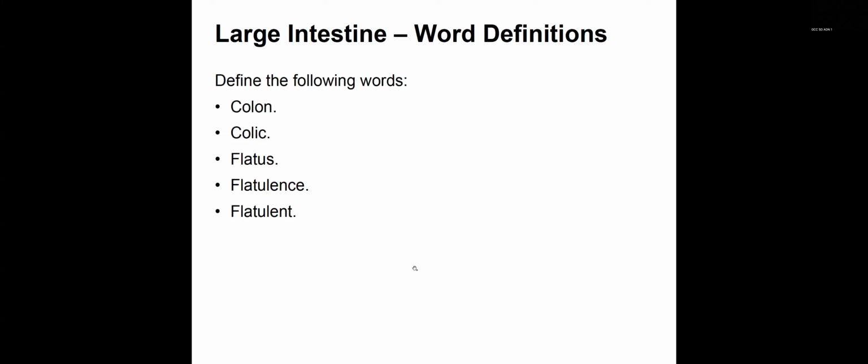So, more terms to define. Colon: major portion of the large intestine responsible for absorbing water, electrolytes, and forming feces. Colic is basically referred to as severe abdominal pain caused by intestinal or other organ spasm. Flatus: intestinal gas expelled through the anus. Flatulence is the presence of excessive gas in the digestive tract, often causing discomfort or bloating. And flatulent describes a condition or individual experiencing or characterized by the expulsion of flatus.